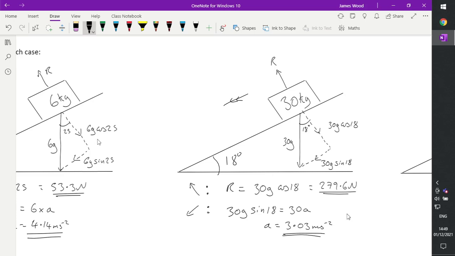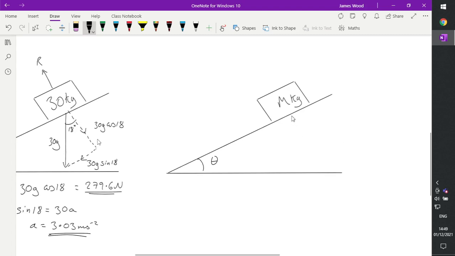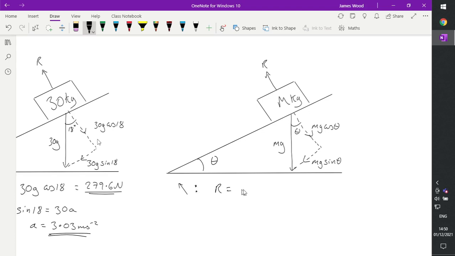Okay. Now the last example, I just made it a bit more algebraic, but we should still be able to do it. So put the weight on, which is mg. Resolve the weight, where this angle up here is theta. So we've got mg cos theta, and we've got mg sine theta. And we've also got the normal reaction force. So if I resolve perpendicular to the slope, R is equal to mg cos theta. I can't really do anything else with that, I'll just have to leave it like that.